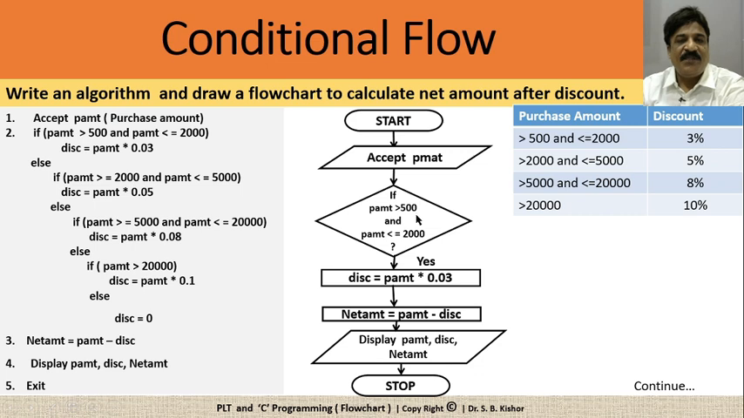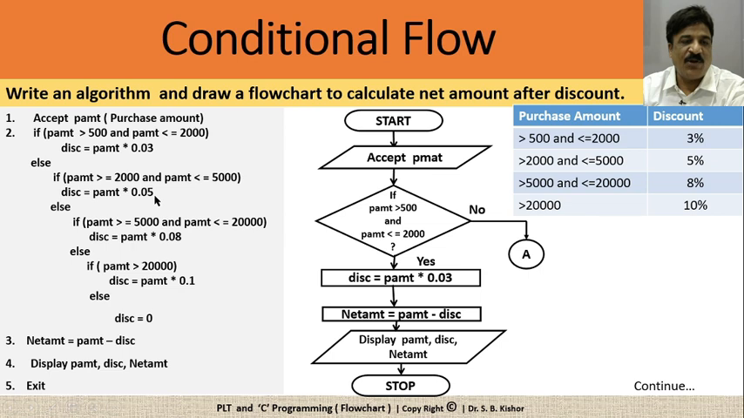Now if this condition is false, again observe that we don't have enough space. So I am going to use a connector. Let's see what we are going to write in the connector A part. After solving this, if this condition is false, we are going to check this part. Assume the purchase amount is say 3000, it means this condition is true.